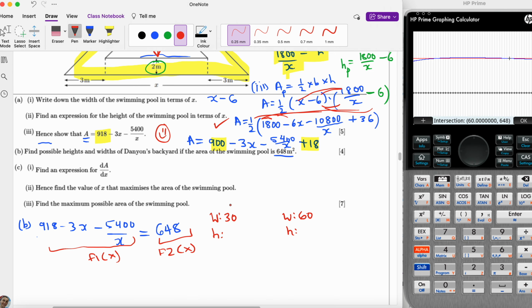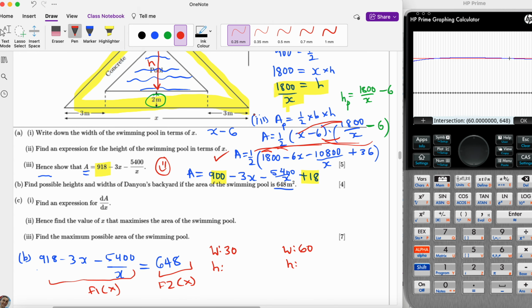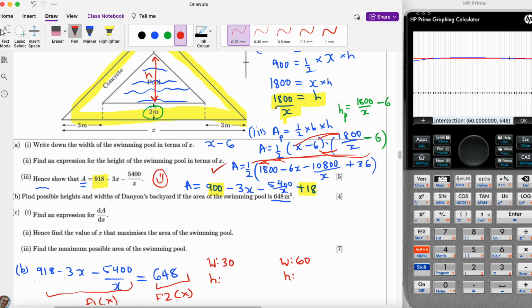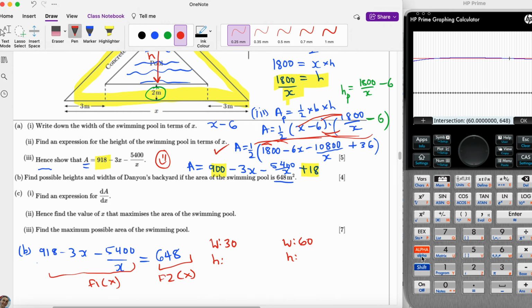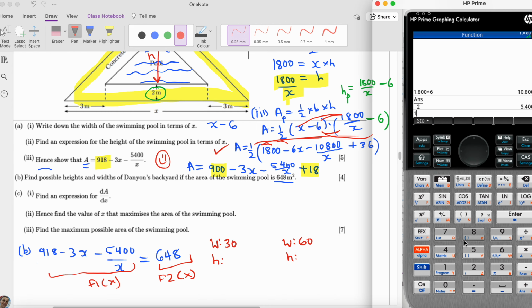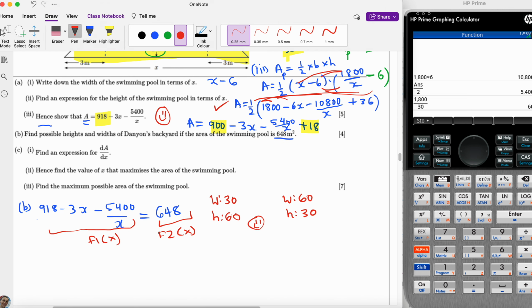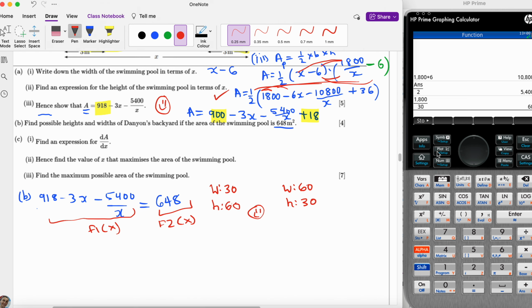So let's go back to our expression. And then where's our height expression? Our height expression is 1800 divided by x, right? That's the height. So 1800 divided by 30, that's going to be 60. And then reciprocating that, 1800 divided by 60 will give us 30, okay? So these are our 2 possible sets for the heights and the width. Okay, great. And drawing a sketch is always good.